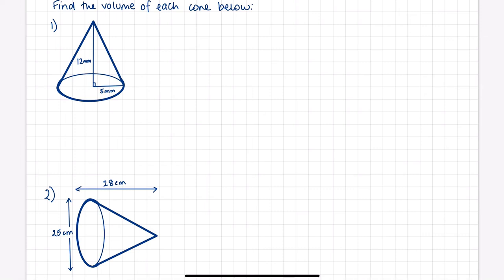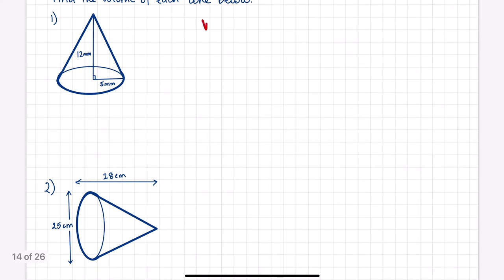let's first write down the formula. Volume equals a third pi r squared h. And then figure out which one's which. So our radius is the bottom one here, r equals 5. And our height is our perpendicular height from the base to the point of the cone. So that is 12. Okay, let's substitute these values in.